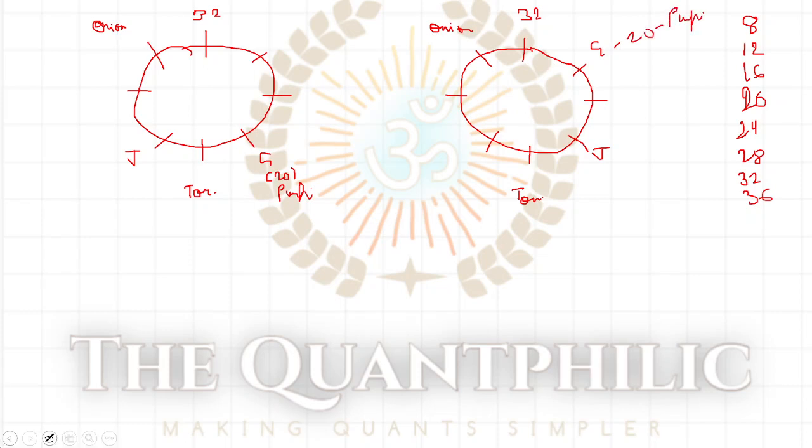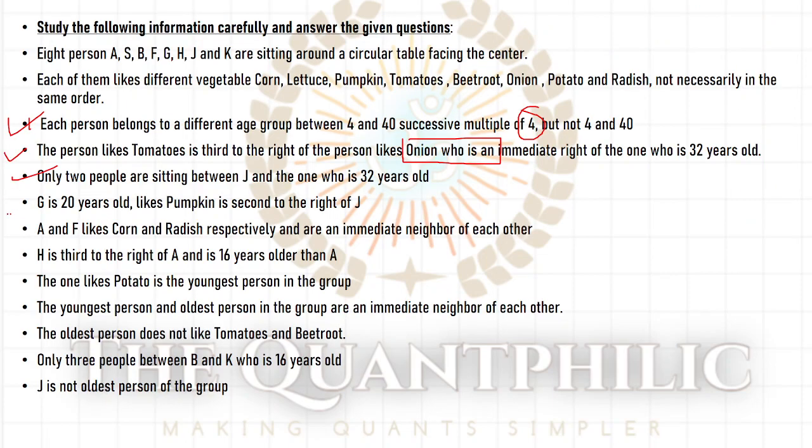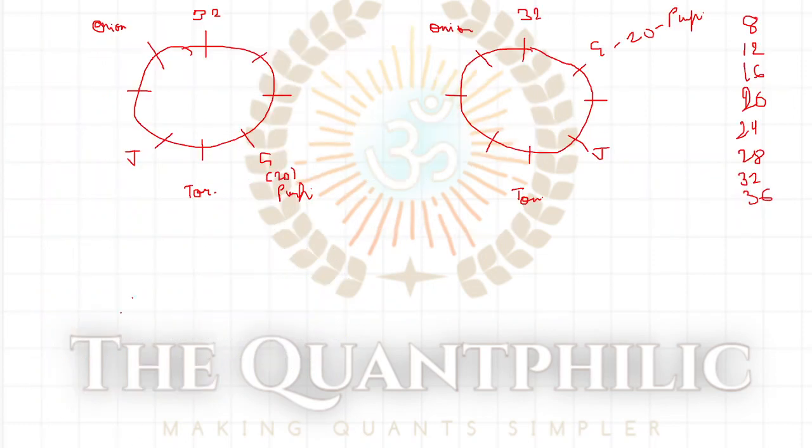Okay, pumpkin. This point is done. Next, A and F like corn and radish respectively, and are immediate neighbors of each other. Which means that A and F will be in this order or in that order anywhere. Now let's use this point. In this arrangement, we have already divided into two cases and we'll place A and F accordingly.